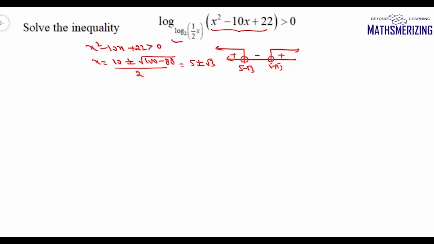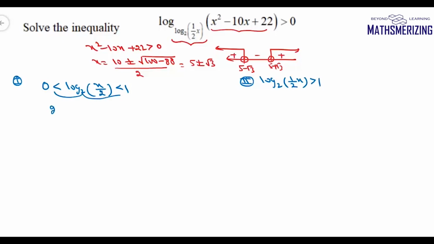Now because the base is variable, we'll take two separate cases. Case 1, when the base lies between 0 and 1, and case 2, when the base is greater than 1. Now if I take antilog, I'll write it as 2 to the power 0 is less than x by 2 is less than 2. I'll multiply it by 2, so x lies between 2 and 4.